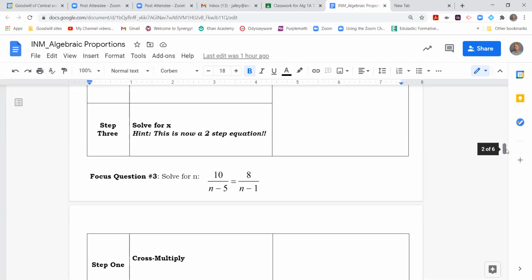And that's all there is to proportions. Cross multiply and make the products equal to each other. Questions, anybody?